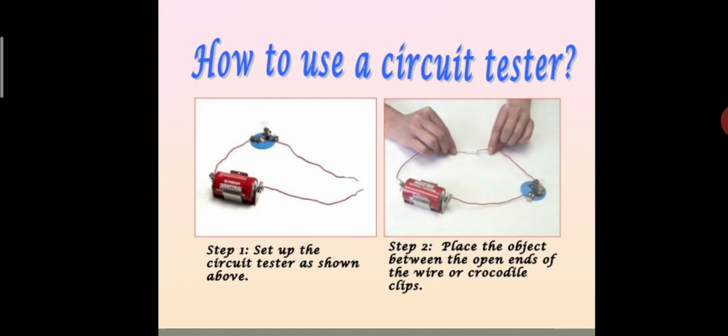See students, in this picture, we can see that there is one battery, and the battery has a positive and a negative terminal. There is one switch and two wires. We connect the wires with the positive and negative terminals, and between the two open ends of the wire we connect any type of object, one by one.